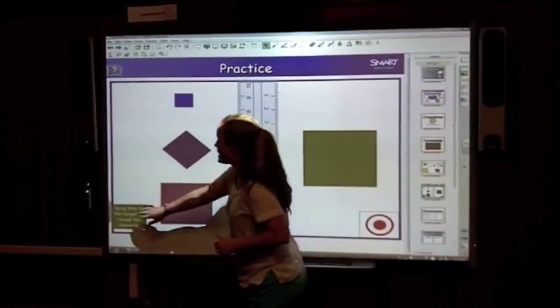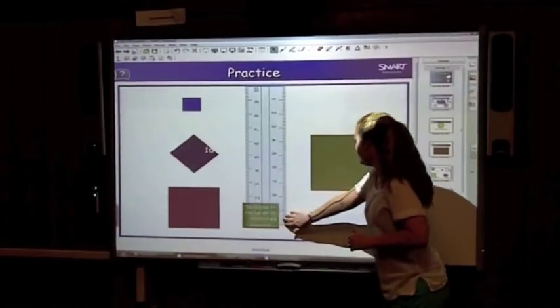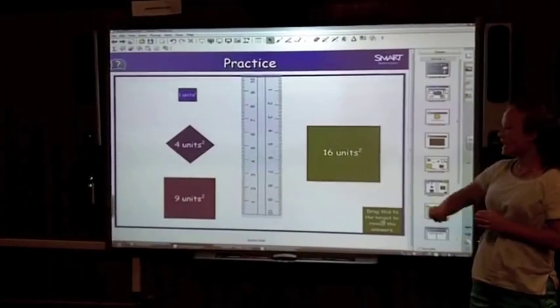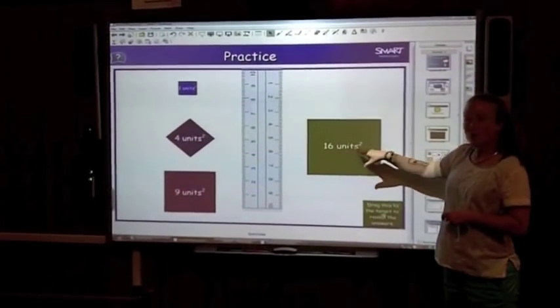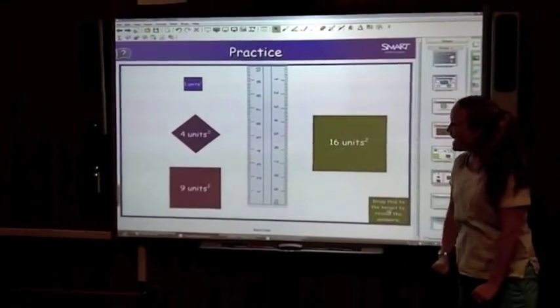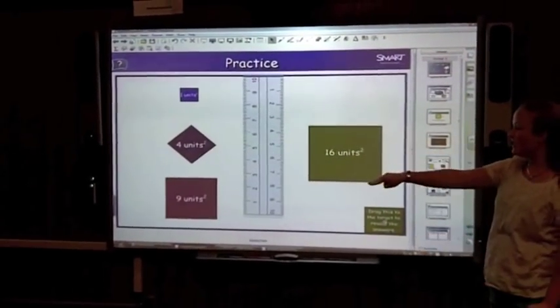So now we're going to drag the answers over. Drag this to the target, and it tells us the answers. 16 units squared. So we were right. Congratulations, everyone. And then it goes by each individual shape.